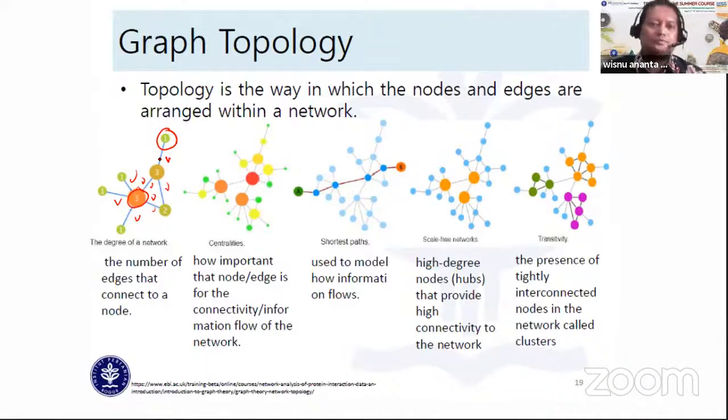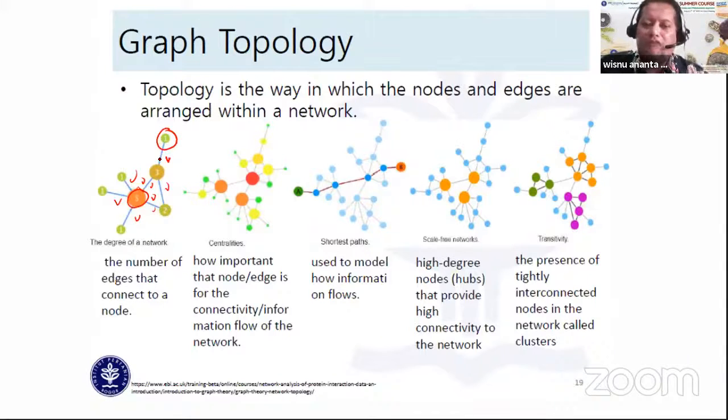Okay. And then centralities, like betweenness centrality and so on. This describes how important the node is for the connectivity and information flow of the network. And the third term is shortest path, which I already explained before, used to model how information flows. So usually we prefer to choose the path that is very short and shorter than other paths, because it's more economical or more efficient.